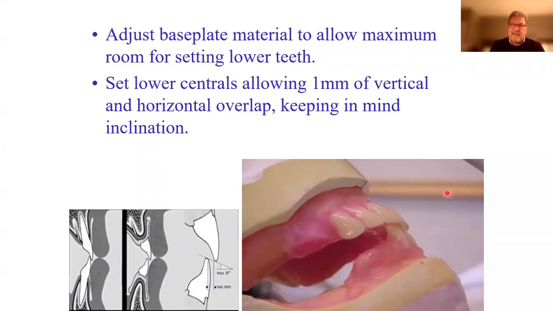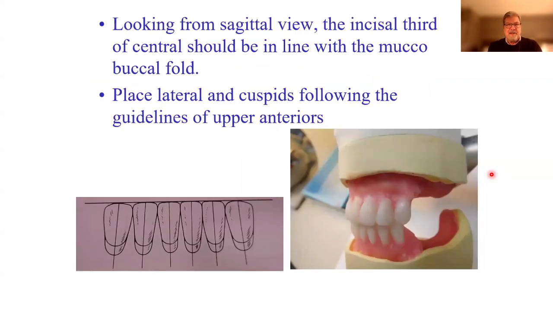I'm just going to follow the guidelines of the upper teeth here, but I do want 1 millimeter of vertical and horizontal overjet here. And especially for new patients, I want a little freeway space. I don't want the patient tripping that denture out of the mouth, especially on a lower. So I go 1 millimeter overjet and horizontal overlap. I'm looking from the side view here. I'm going to place my laterals and cuspids following the guidelines of the upper. I'm going to make sure there's no interference.